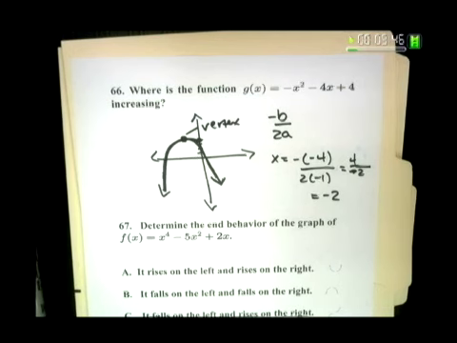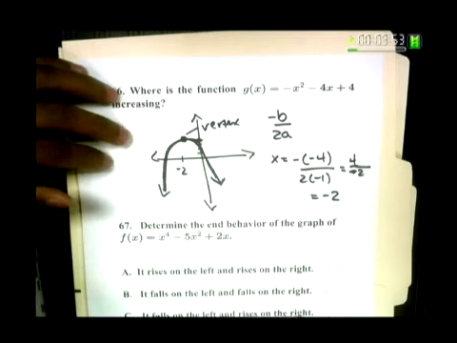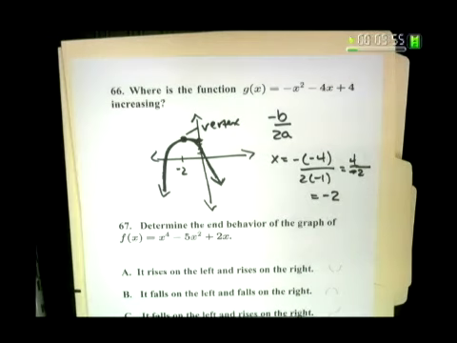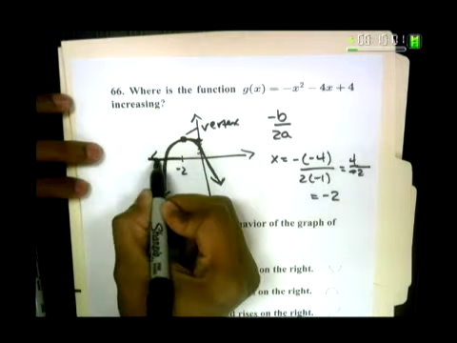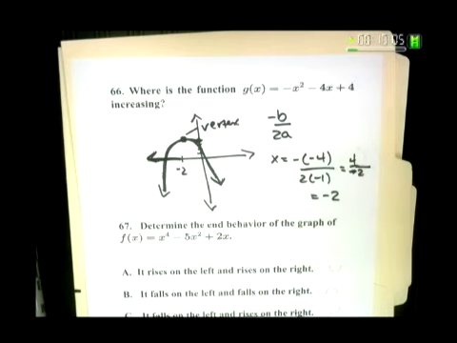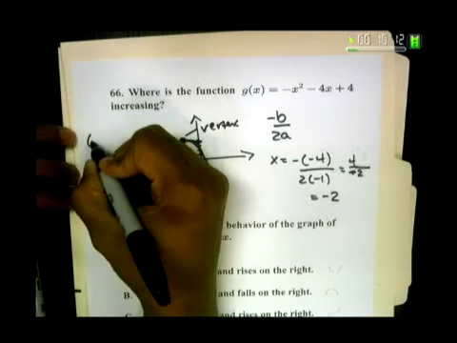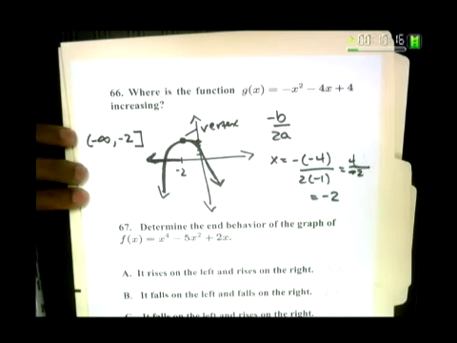I don't really need to know the y coordinate, right, because we can find it, but since we're really talking about intervals of increasing to decreasing, I'm really just talking about this interval here, okay? And so how would I write, what is that? So where is the graph? It's increasing from negative infinity to negative 2, okay?